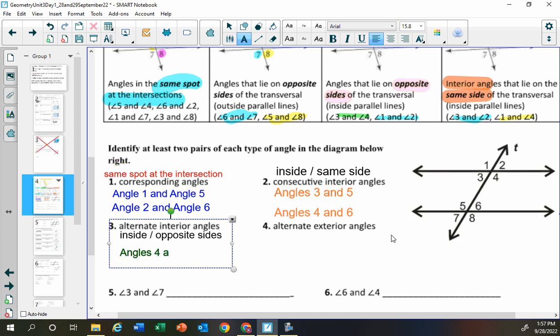Angle 4 and, well, be careful. 4. Inside, but they're opposite. Oh, so it's 4 and 6. 4 and 6 are on the same side. 3 and 6. You can go 3 and 6. That's one option, because they're inside, but they're opposite. Shouldn't it be 3 and 4 too? Not exactly. Oh, 4 and 5. 4 and 5 are going to work.